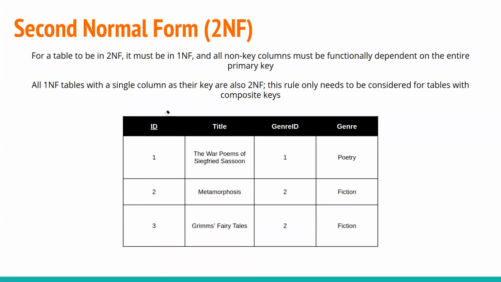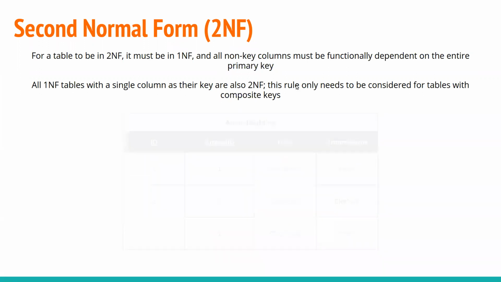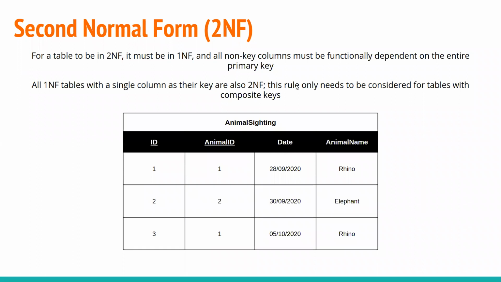With our animal sighting, we have not made that definition. So here we have the animal sighting. For the ID and animal ID, we have a composite key. To uniquely identify each row, we need both IDs. This means that this might not be in 2NF.